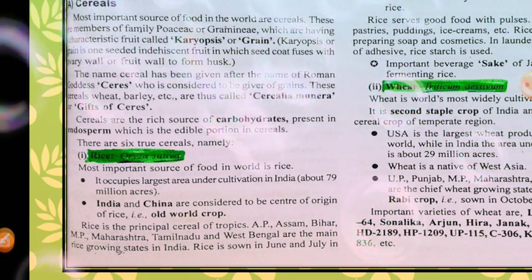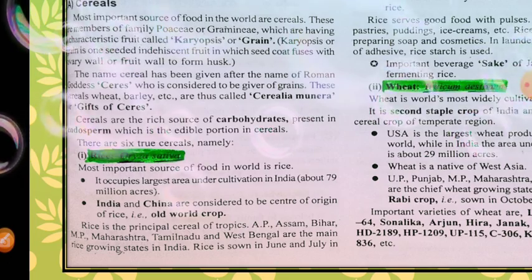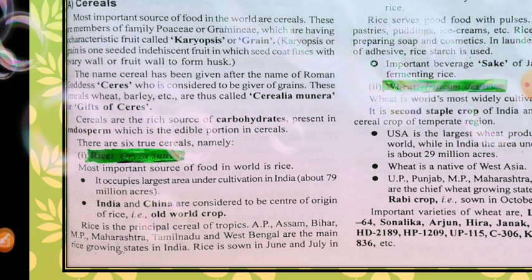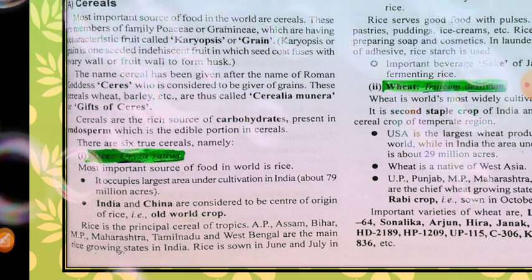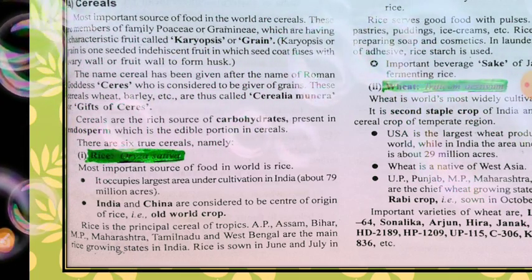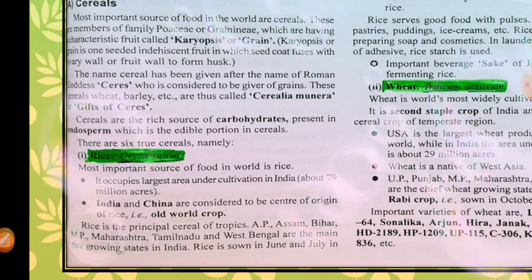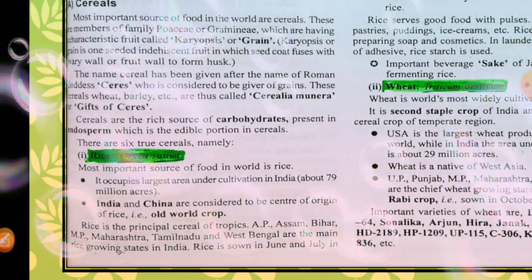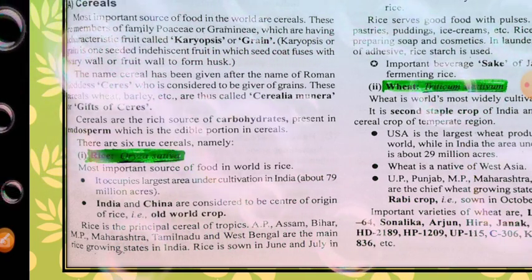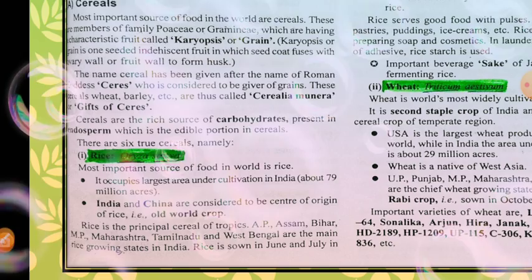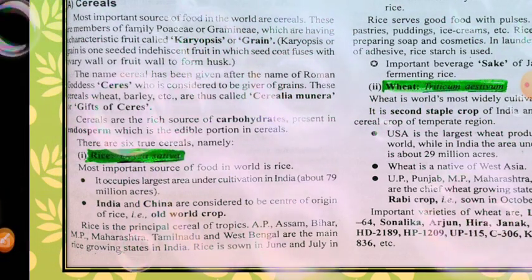First of all, this is rice. Rice is the staple food in India, and most people take it as the main source of food in our daily life. Its common name is rice, and its scientific name is Oryza sativa, and it belongs to the Gramineae or Poaceae family. The most important source of food in the world is rice.